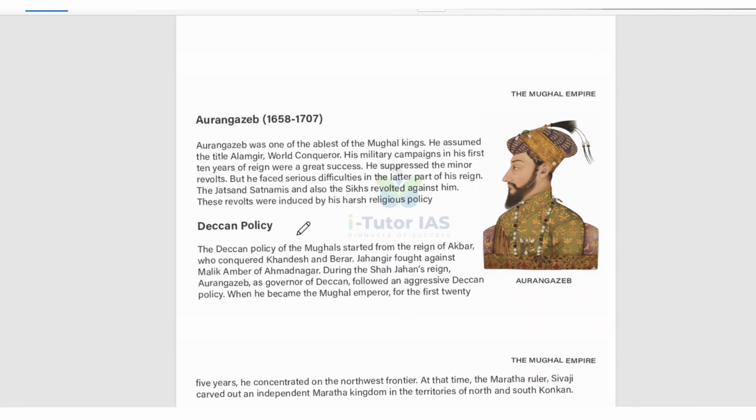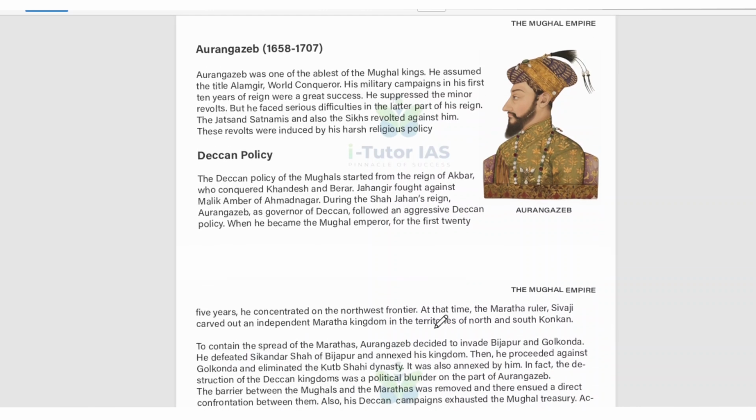This is a picture of Aurangzeb, and the time period of Aurangzeb is 1658 to 1707. Aurangzeb was one of the ablest of the Mughal kings, and he assumed the title Alamgir, world conqueror. His military campaigns in the first 10 years of his reign were a great success. He suppressed the minor revolts, but he faced serious difficulties in the latter part of his reign.